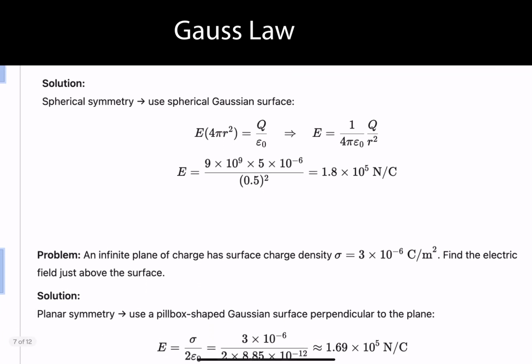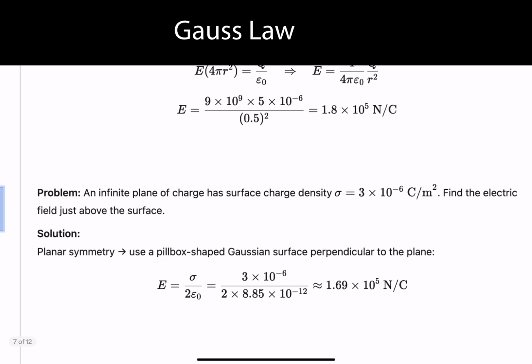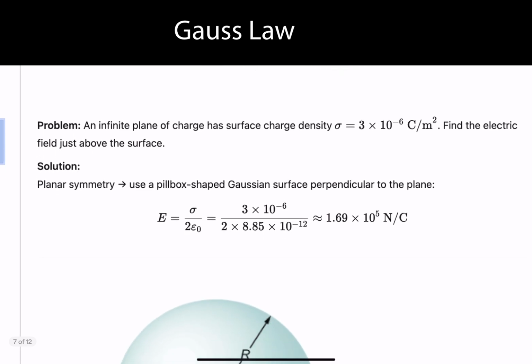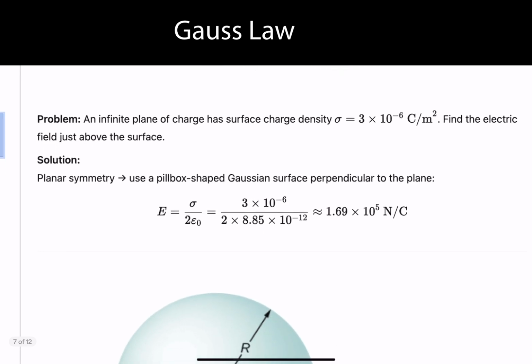All right, here's the second one. It's on an infinite plane sheet of charge. The surface charge density is given. You may remember from the previous chapter that that is charge divided by total area, or the charge on 1 meter square. Find the electric field just above the surface.